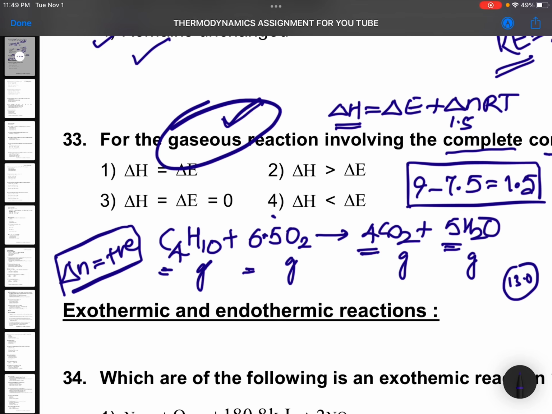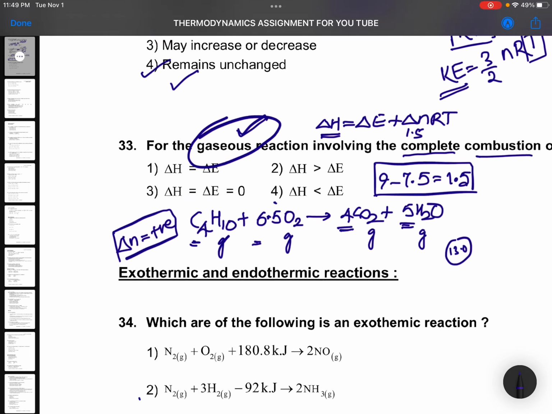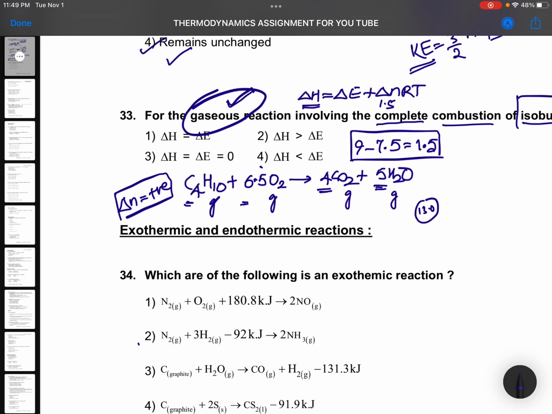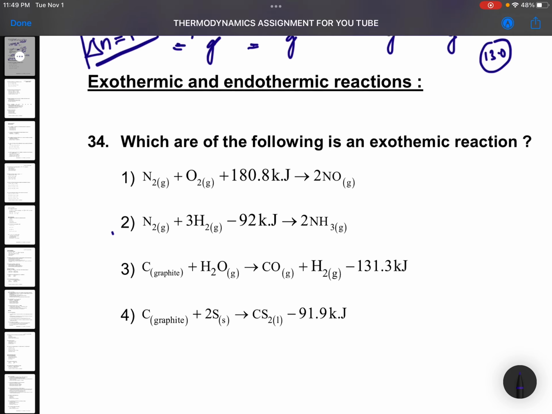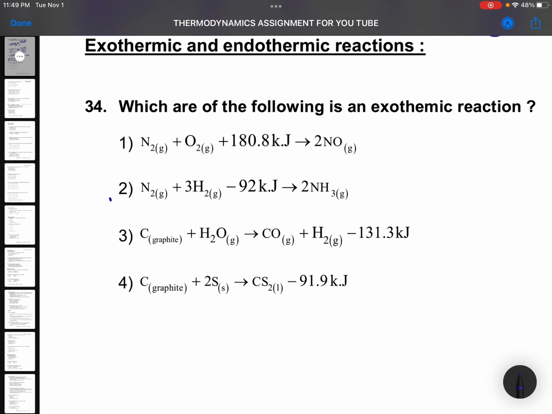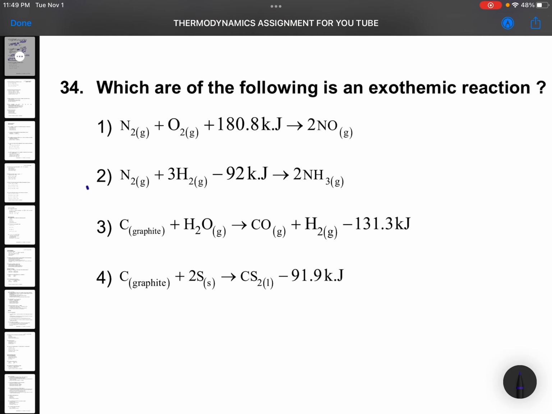Now delta n is positive means delta H is equal to delta E plus delta nRT. So delta H is greater than delta E. Correct? So don't get confused with that one, the delta H and delta E relation. If somewhere you feel that I have confused you, no problem, go with another question.